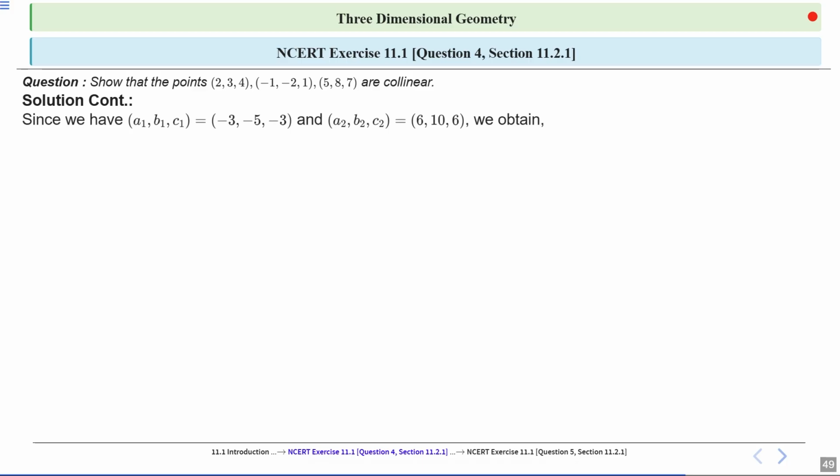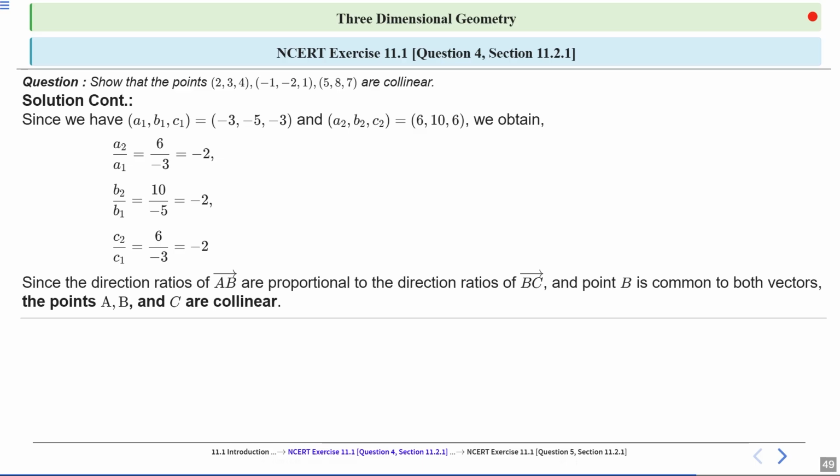So since we have A1, B1, C1 equals -3, -5, -3 and A2, B2, C2 equals 6, 10, 6, we obtain A2 divided by A1 equals 6 divided by -3 equals -2. B2 divided by B1 equals 10 divided by -5 equals -2. C2 divided by C1 equals 6 divided by -3 equals -2.